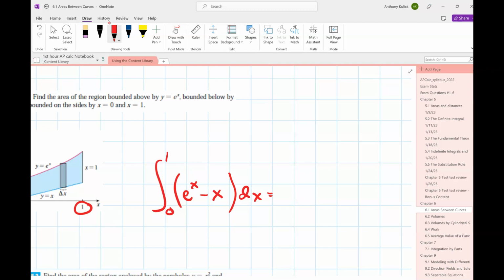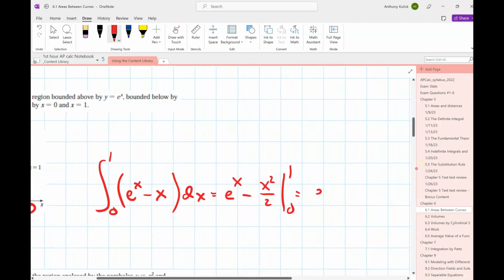Yeah, I can just kind of distribute it, right? What's the antiderivative of e to the x? Okay. What's the antiderivative of x? X squared over 2. And then we just evaluate from 0 to 1. So that gives me e minus 1/2 minus e to the 0 plus 0.